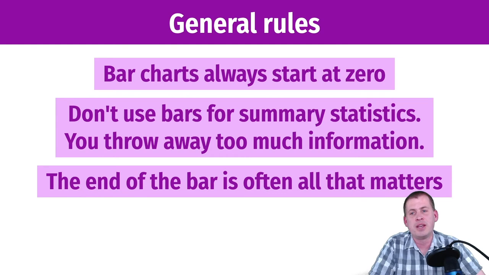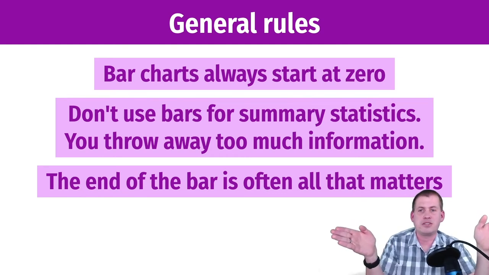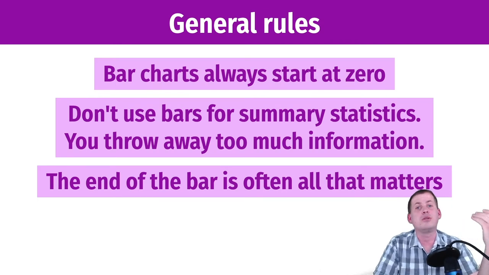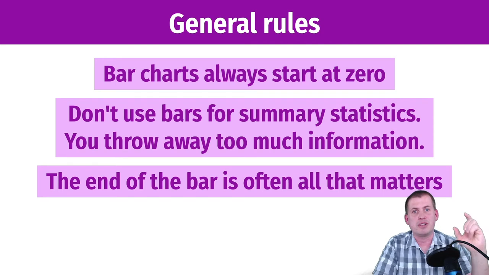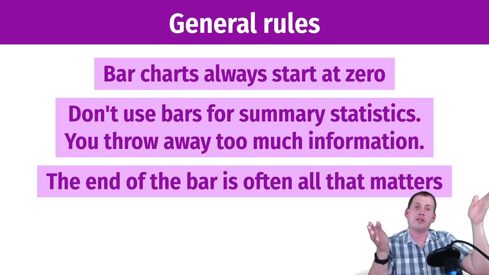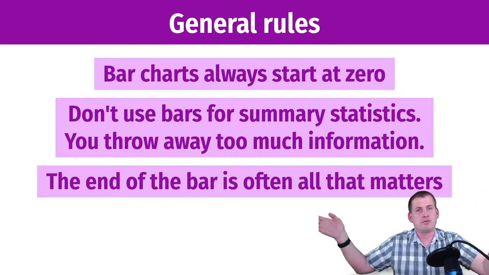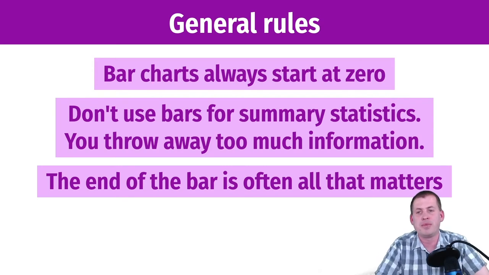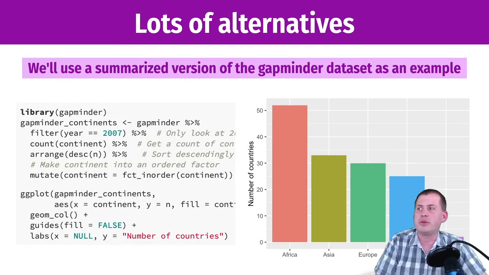The end of the bar is often all that really matters when you're looking at these line lengths. And so sometimes you don't even need to use bars. If all you care about is the end of that bar, you can convert that to a dot and then you can zoom in instead of truncating all of the information that's in the line. So there's a few examples of this.